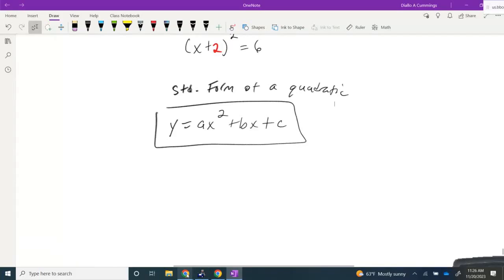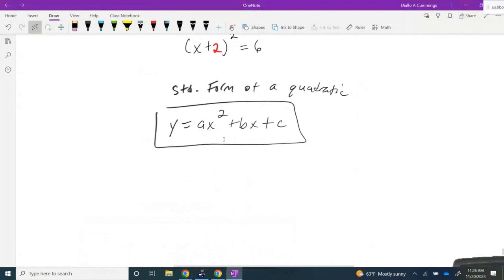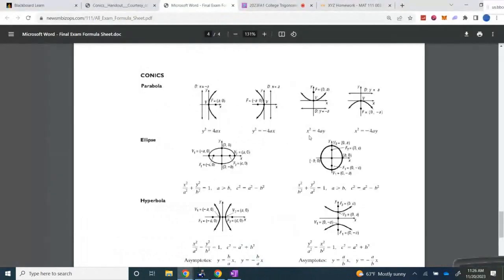But you're going to notice the formulas on this formula sheet are a little bit different. They're not written out as ax squared plus bx plus c. They are written out as y squared is equal to 4ax. So this is the equation, and then this is the graph that it produces. Notice that there's only one variable squared. It's either going to be the x squared or the y squared, but never both if you're talking about a parabola.